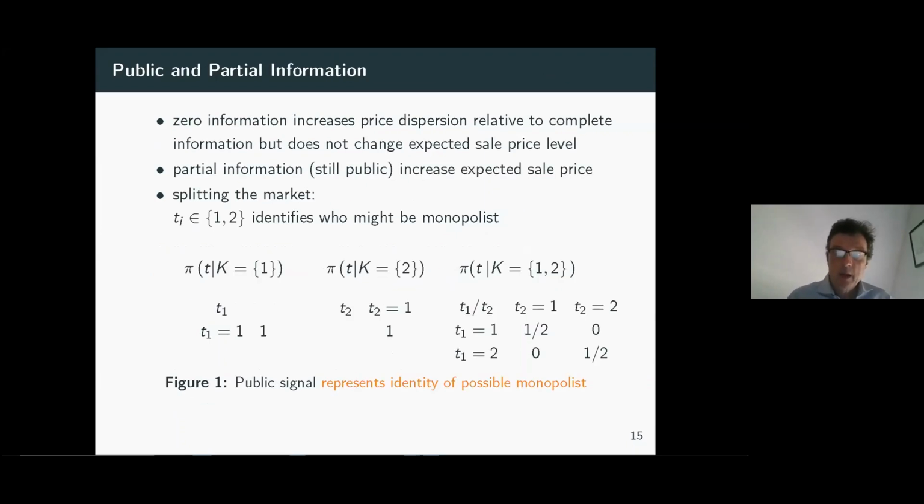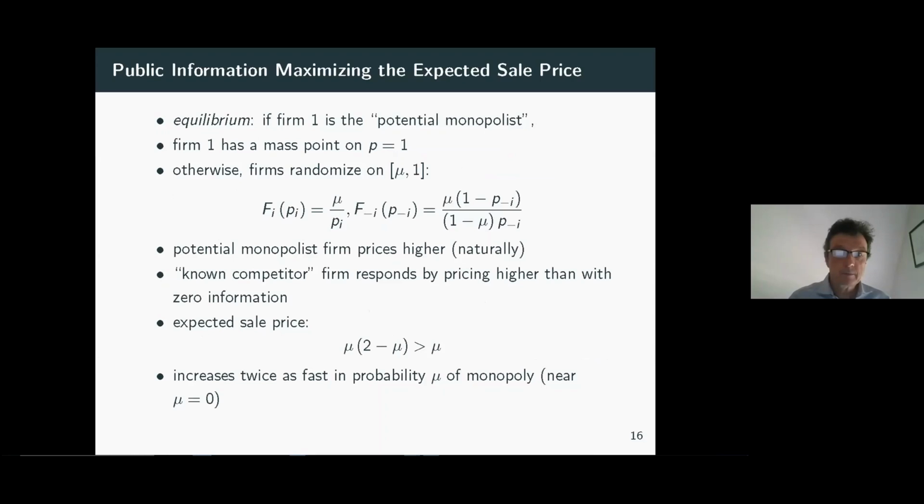Let me just go back one second. How do we see that there's public information here? Well, if you look at the information structure that arises when there are 2 firms in the market, the one to the extreme right, the entries are on the diagonal, which means that both firms get the same signal, and hence they share the same information. There's public information.